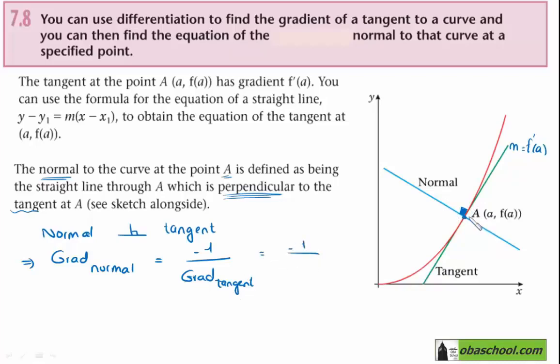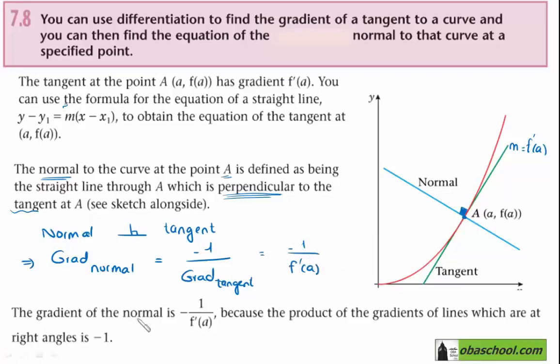Then the gradient of the tangent is f prime of A, so the gradient of the normal is going to be -1 over f prime of A. So instead of writing m for the equation of the line, we are going to use the gradient for the normal, that is equal to -1 over f prime of A, because the product of the gradients of lines which are perpendicular, or at right angles, is -1. And this is a property again that we studied previously.